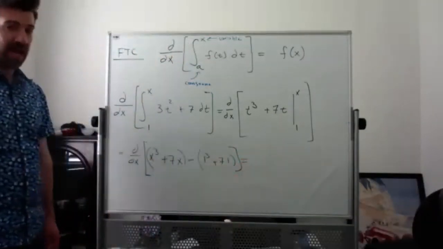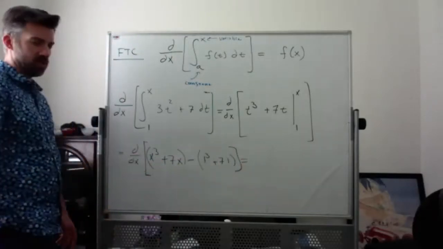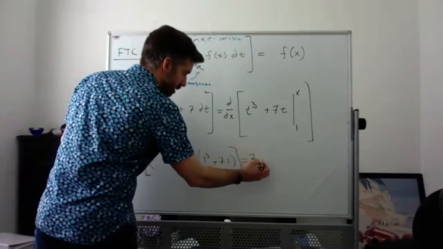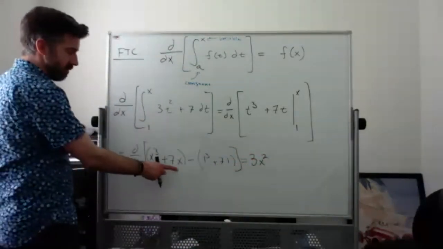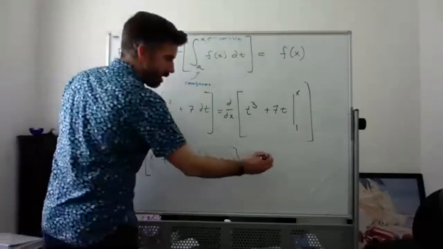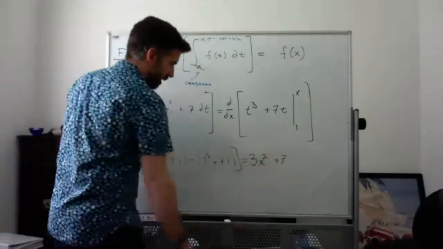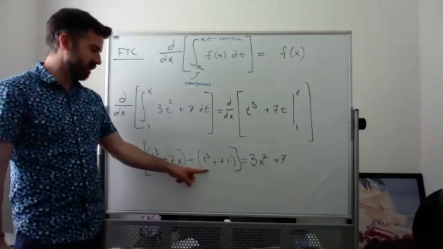Okay, now we're ready to take the derivative of all this. What's the derivative of x cubed? It's 3x squared. What's the derivative of 7x? Yeah, I did the easy ones. All right, I just want you guys to answer now. What's the derivative of negative 1 cubed?